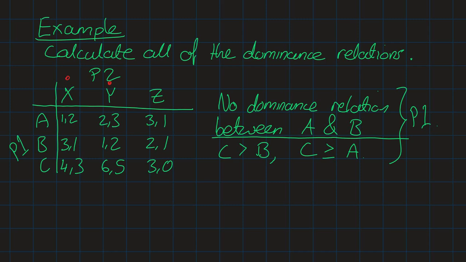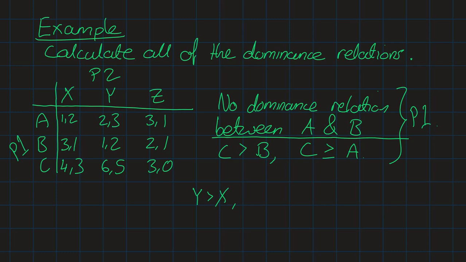And what do I have? I have that 2 is less than 3, 1 is less than 2, and 3 is less than 5. So it's always strictly better for player 2 to choose Y than it is for player 2 to choose X. This translates into the fact that Y strictly dominates X.